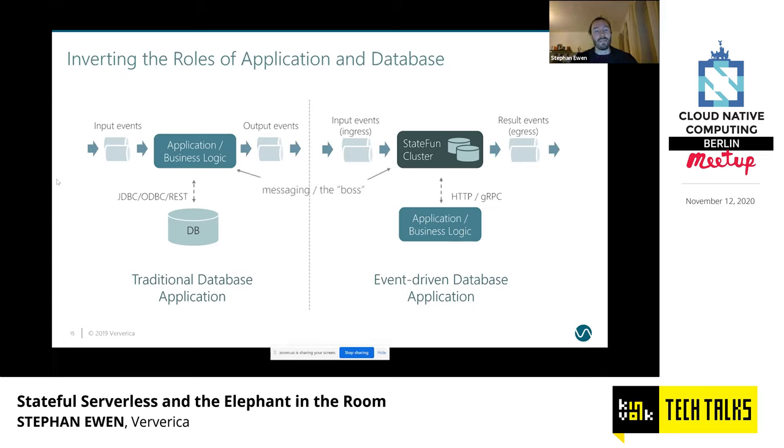So the driver of the interaction is, in the classical database application architecture, the application itself. It's the one that takes the message, that makes requests to the database. In this event-driven database architecture, the driving force is this event-driven database, the stateful function cluster. It takes the messages, collocates them with the state, and then invokes the application. So the application becomes the reacting part rather than being the acting part. And the database becomes the active part rather than being the reacting part. We flip the roles between the two. And it might sound a bit strange to do this at the beginning, but it leads to some very nice properties if we think that through to the end.